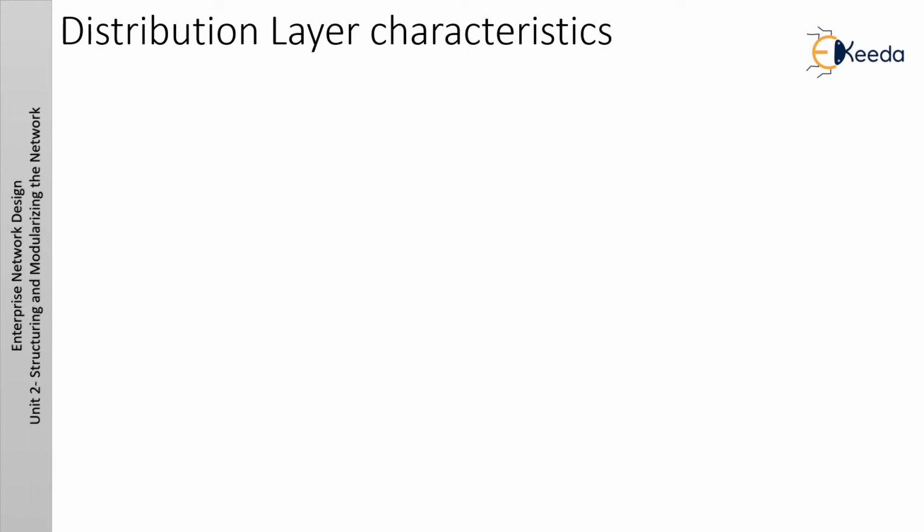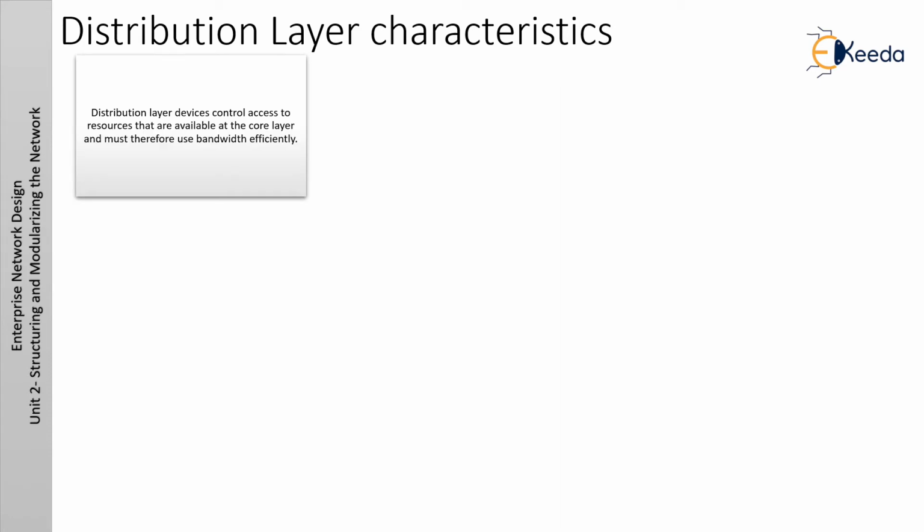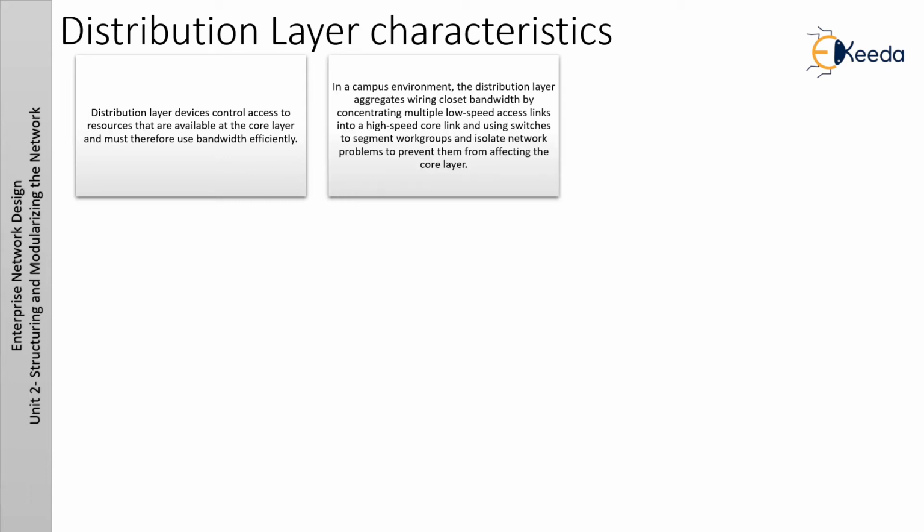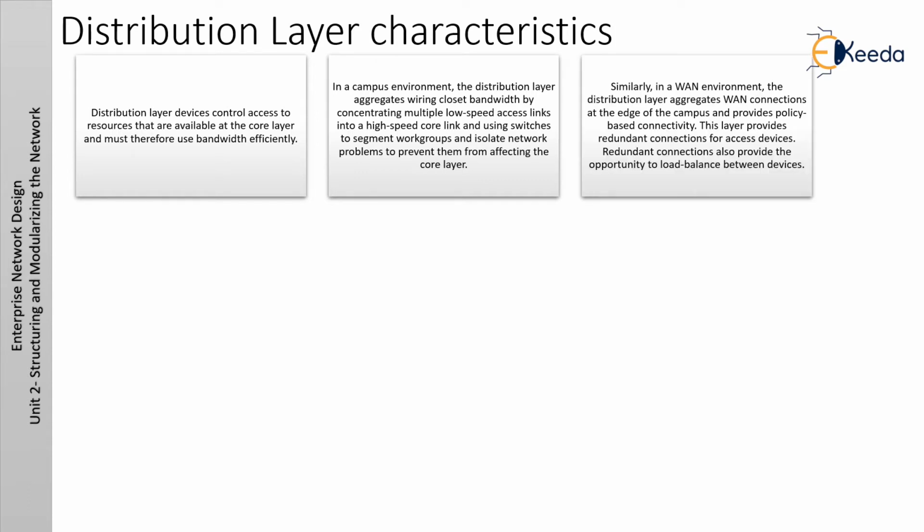Distribution layer characteristics. The first characteristic is that the distribution layer provides control access to resources that are available at the core layer and must therefore use bandwidth efficiently. In a campus environment, the distribution layer aggregates wiring closet bandwidth by concentrating multiple low-speed access links into a high-speed core link and using switches to segment work groups and isolate network problems to prevent them from affecting the core layer. Similarly, in a WAN environment, the distribution layer aggregates WAN connections at the edge of the campus and provides policy-based connectivity.